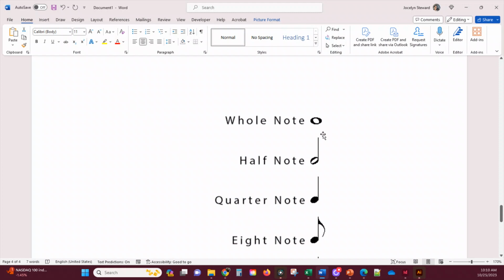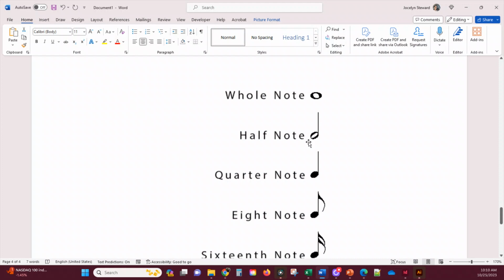A whole note would get 4 beats. 1, 2, 3, 4. The next one is a half note. A half note gets 2 beats. 1, 2. A quarter note would get 1 beat.